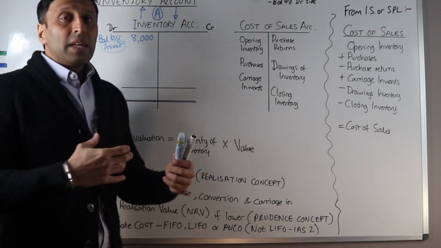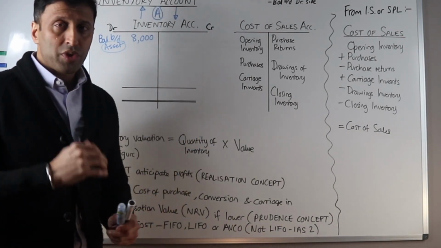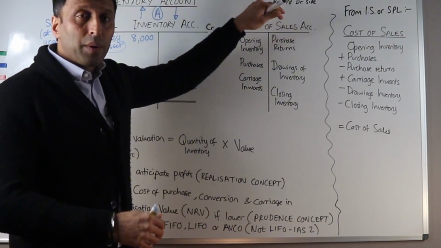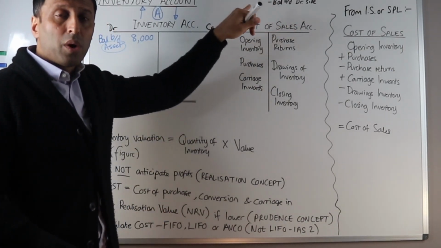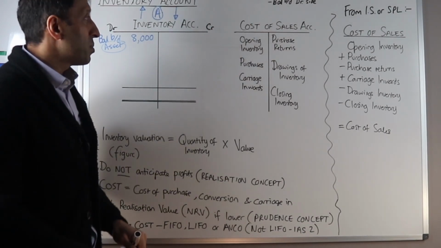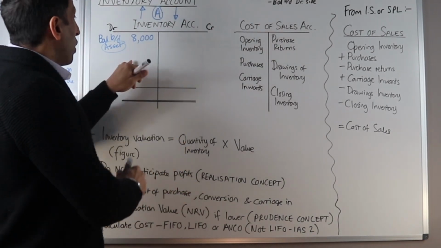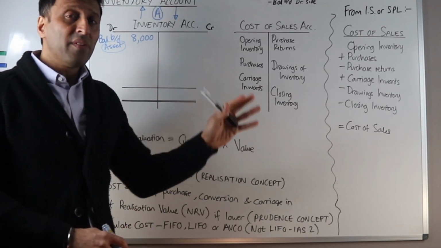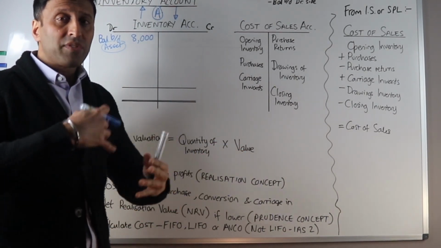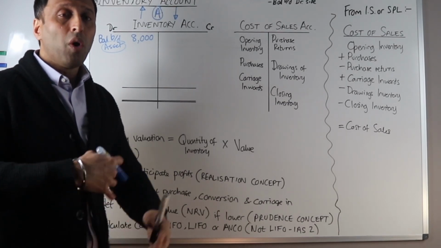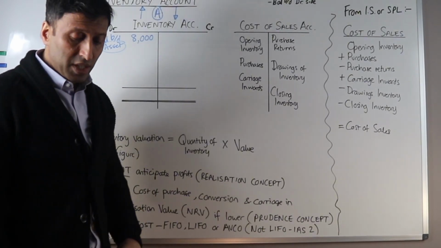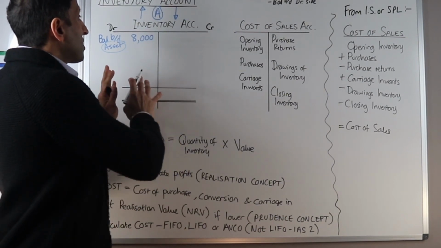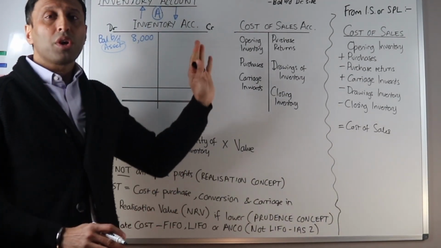Now, at the end of the year, that 8,000 will be transferred to the statement of financial position and it will go under assets. It will go under current assets in the statement of financial position. So that is done. The brought down is done on the debit side, and now since the statement of financial position is done for the end of last year, we now have to run the business for another year before we do another statement of financial position. Now to run the business for another year, we need to transfer that inventory into the cost of sales.